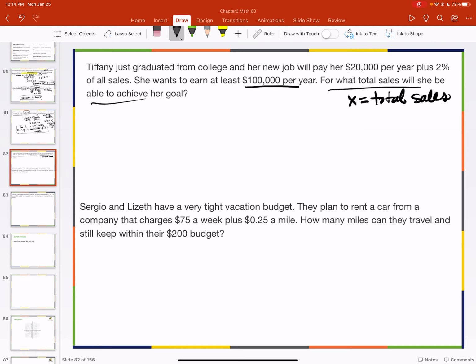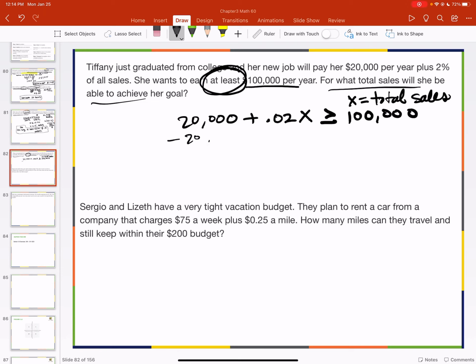Okay, and then it says here that her job, what is her income? It will be 20,000 plus 2% of total sales, okay? And she wants to earn at least, so it has to be greater than or equal to 100,000. Okay? So now let's go ahead and solve for x. So 0.02x is greater than or equal to 80,000. Then divide that by 2 hundredths. Sorry, so 80,000 divided by 2 hundredths.